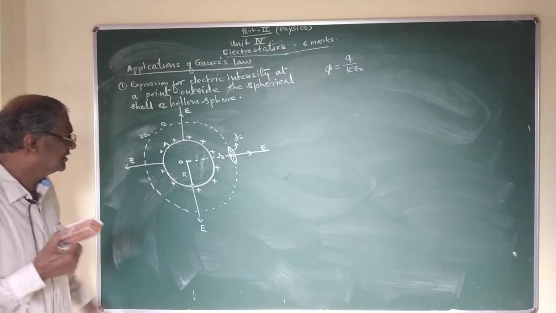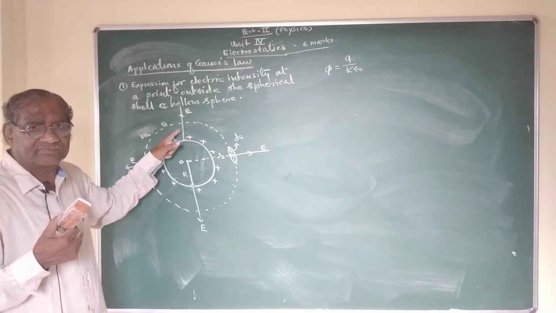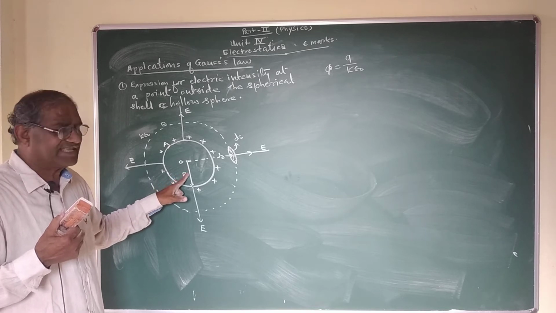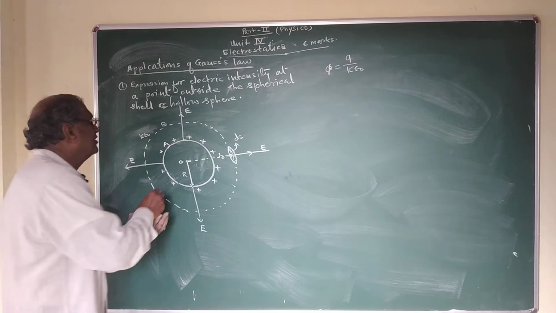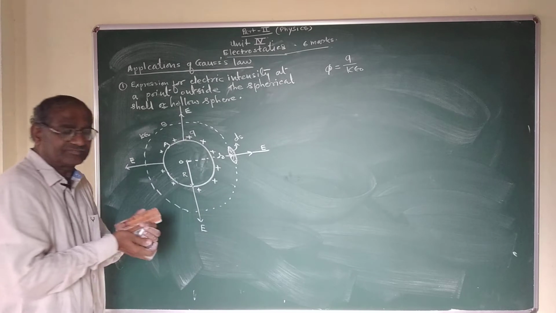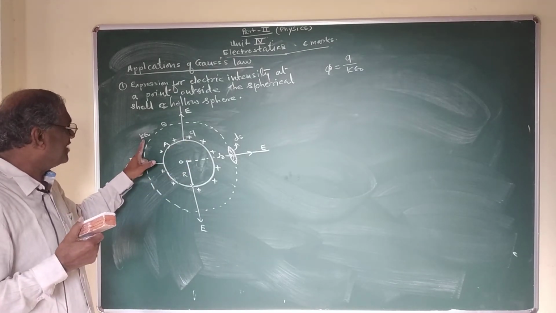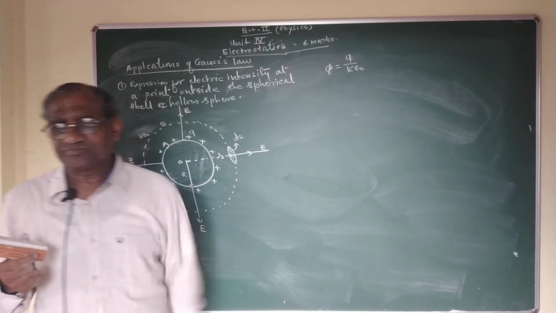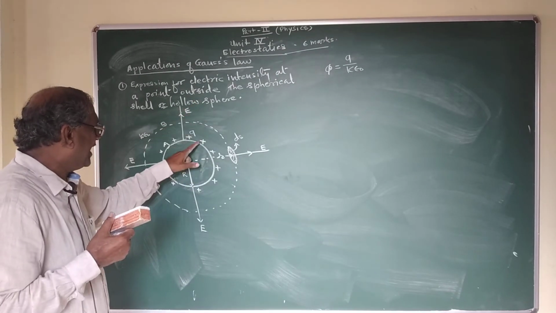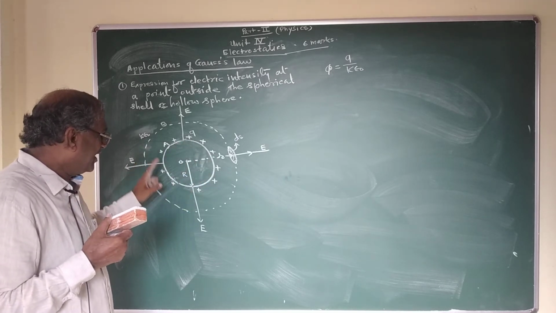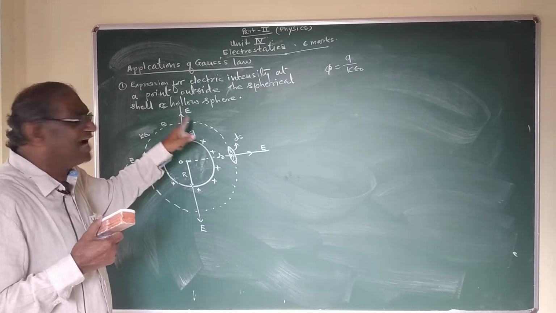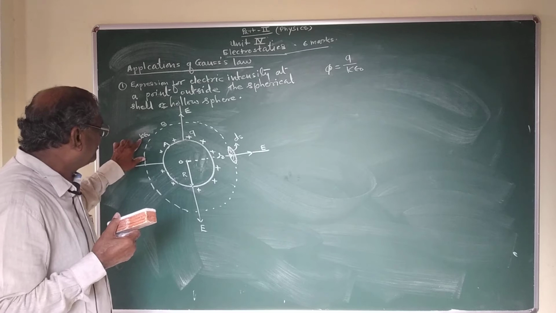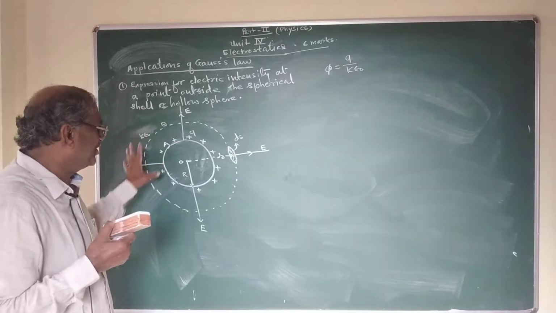Let us consider an isolated charged sphere having radius capital R, with charge plus Q, placed in a dielectric medium having electrical permittivity K epsilon 0, as shown in the figure. This is the first point. What did we consider? Let us consider an isolated charged sphere having radius capital R with charge plus Q placed in the dielectric medium having electrical permittivity K epsilon 0 as shown in the figure.